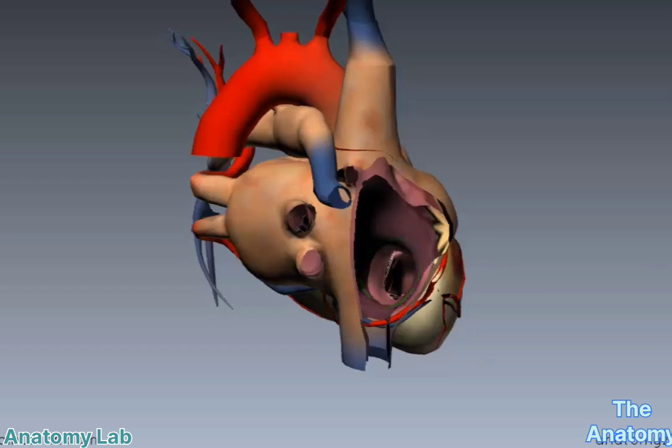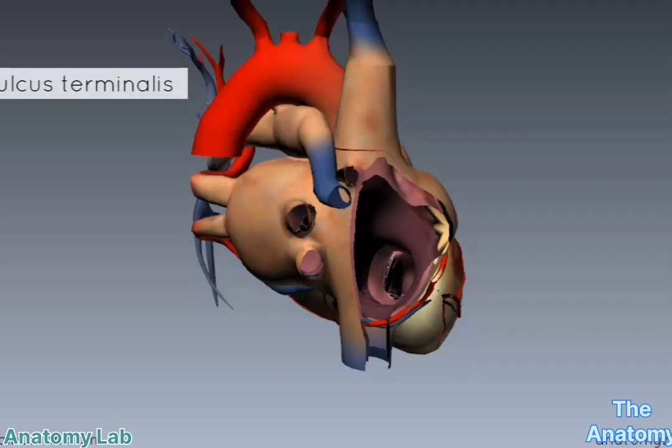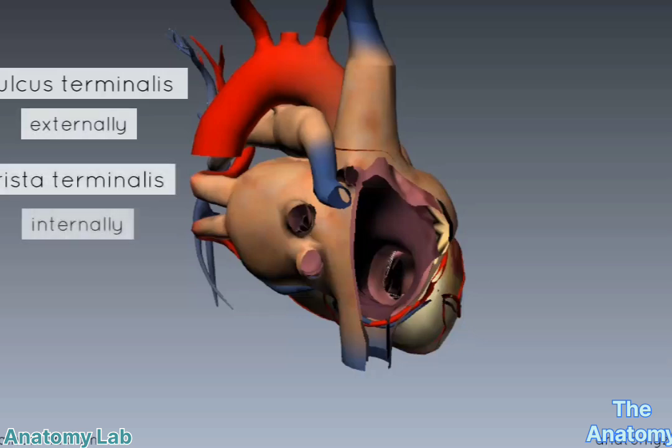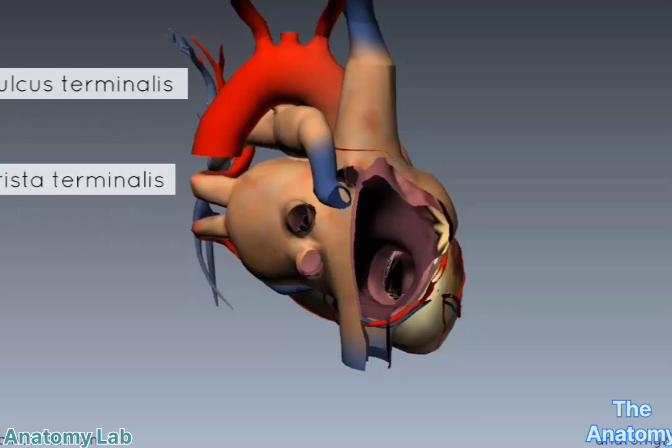Within the right atrium you've essentially got two spaces, and they're divided by something called the sulcus terminalis on the external surface of the heart, and internally this corresponds to the crista terminalis. These structures separate the smooth posterior wall from the ridged muscular anterior wall. So you've got these two spaces within the right atrium.